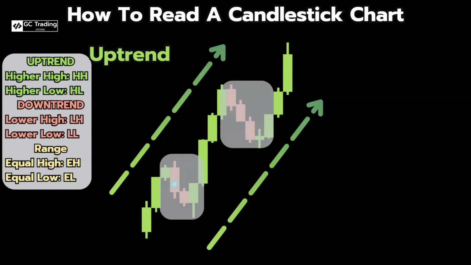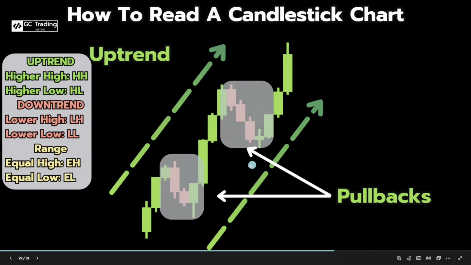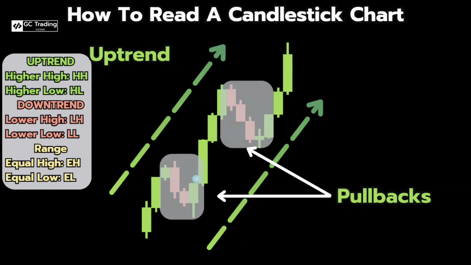And like I just talked about, we have these little red candles right here. So these are called pullbacks. So even though the trend is up, these are pullbacks. These can give you some really great entries to get in with the trend.